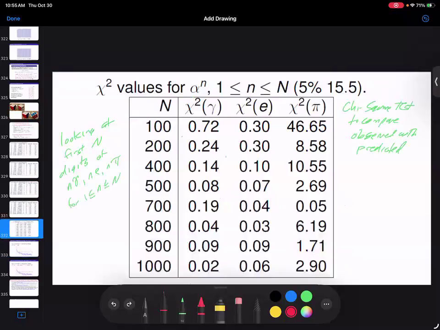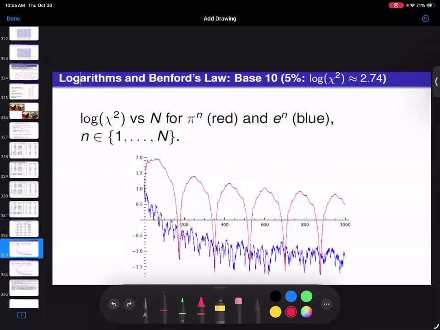Now, unfortunately, if you look at these numbers, 46.65 is the largest value. 0.03 is the smallest. That's a lot of orders of magnitude. That's 3 orders of magnitude between them. If I try to put that on the same scale, they'd be dwarfed. So what I'm going to do is plot the log of the chi-squared values, because that way it's going to be compactified a little bit. So if you look at the blue, these are the chi-squared values for e. Those look pretty good, much less than the log of 15.5, which is 2.74.